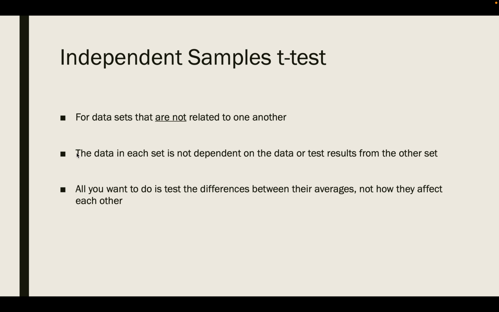Specifically, what I mean by that is that each data set, the data in each set is not dependent on the data or test results from the other set, meaning the data you have there doesn't have any correlation with the other set. They're independent, as the name suggests. So you can kind of test them separately, but you want to have one test that does both, so you can get the results together, and so they mean something in a more concise way.